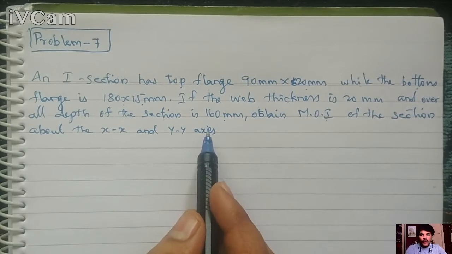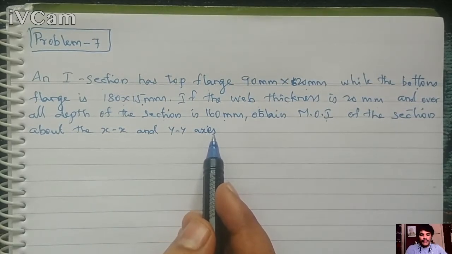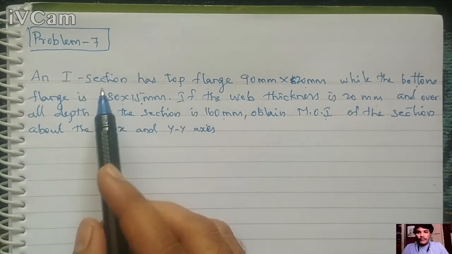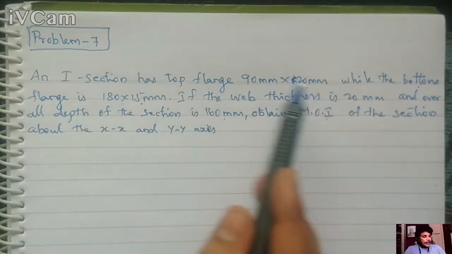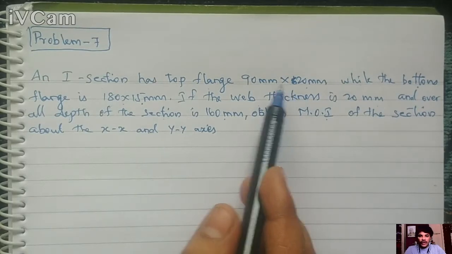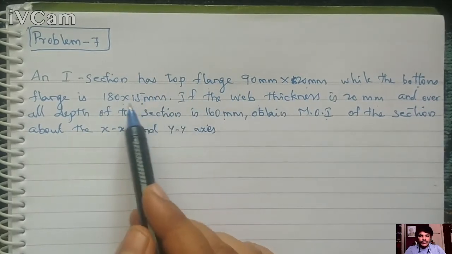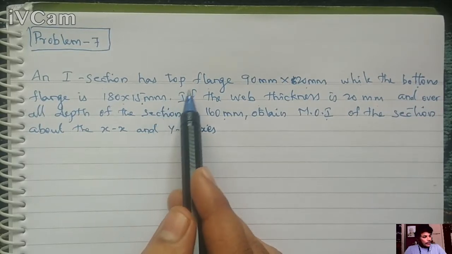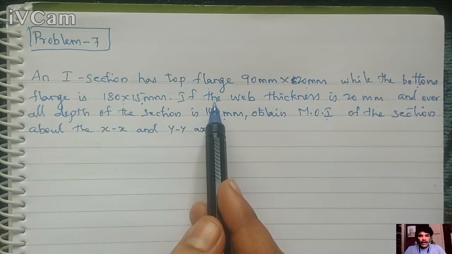So I hope now, based on the previous video, you are all familiar with how to calculate the centroid as well as the moment of inertia. What is the formula we are going to use, right? So let's see this problem. In this problem, the drawing is not given. Instead of a drawing, the dimensions are given in text format. So based on these dimensions, I am going to draw the unsymmetrical I section.